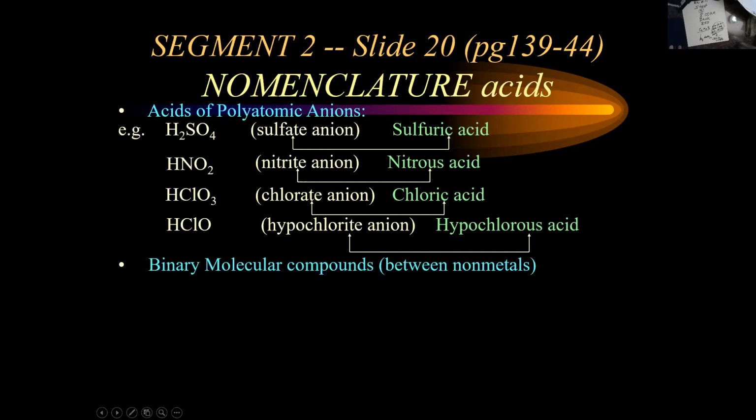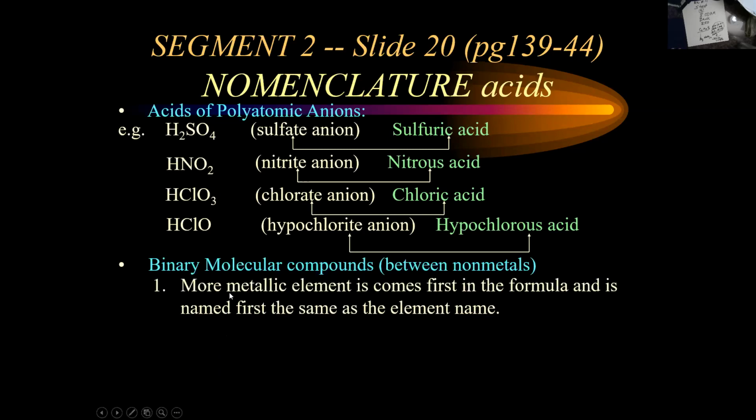Now, suppose you had nonmetals. We mentioned CO2 a while ago. We call it carbon dioxide. You know that. So we're still going to name it with the more metallic element name first. Carbon comes to the left of oxygen, so we're going to write CO2, not O2C. Metal first, non-metal second.